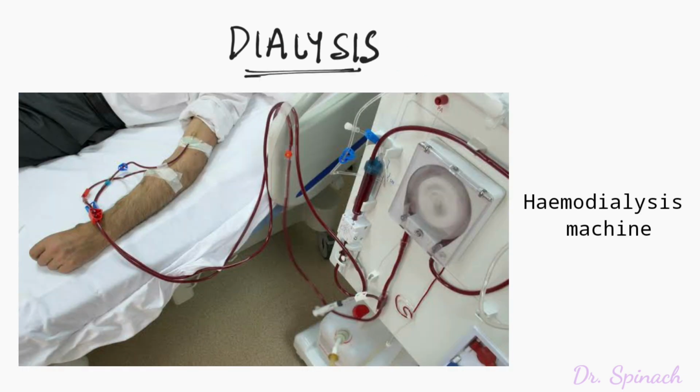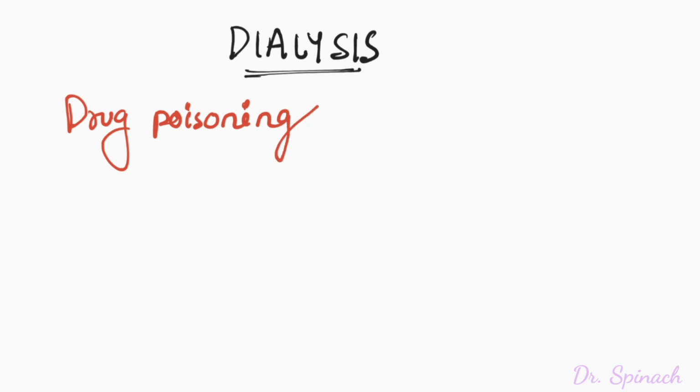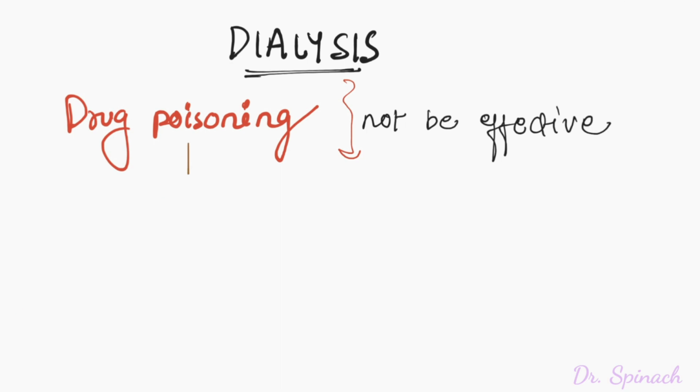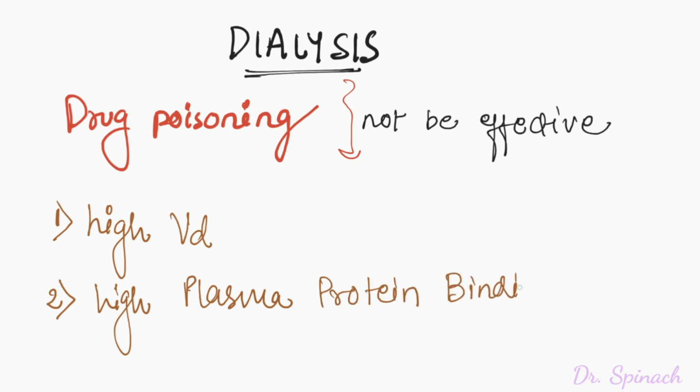Another important clinical concept I'd like to discuss here is dialysis. This removes the drug or nitrogenous waste from plasma. Now, let's say a patient came to your clinic with a drug poisoning. Hemodialysis will not be effective in the individual if the drug has a high volume of distribution, because the drug is present in other tissues. Therefore, the plasma concentration of the drug will be low. Also, if a drug has high plasma protein binding, because dialysis does not remove proteins from the blood.